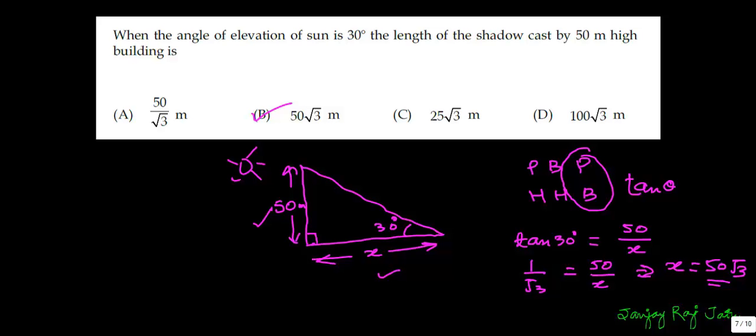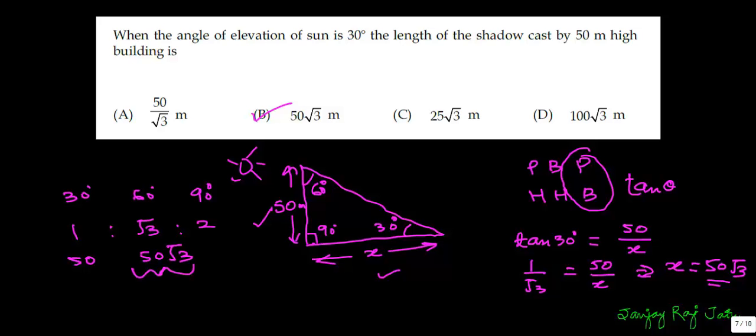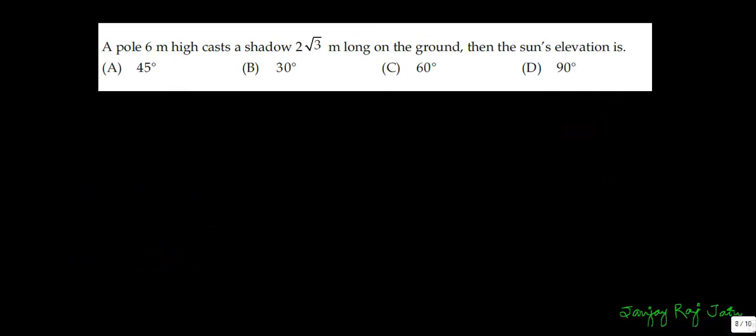Otherwise, if we use our ratio, we know that the ratio of sides opposite to 30, 60 and 90 is going to be 1 : root 3 : 2, and side opposite to 30 degree is given as 50. So side opposite to 60 degree will be equal to 50 root 3. Okay.